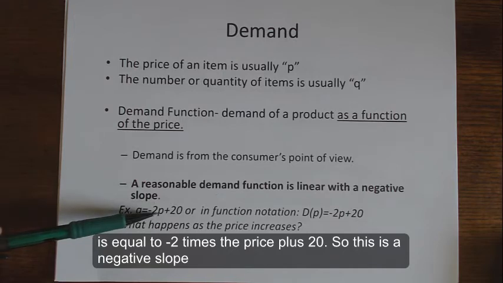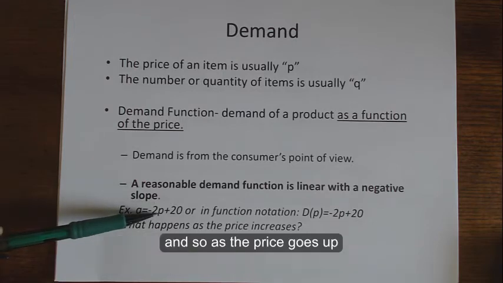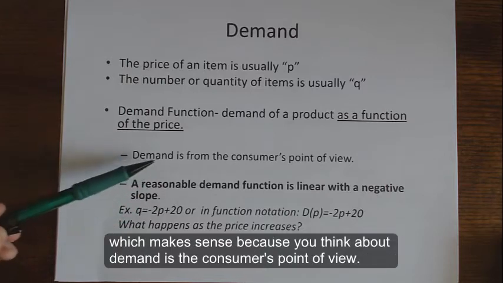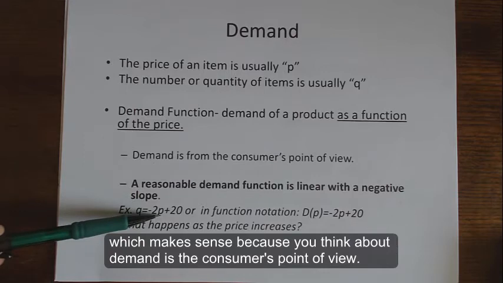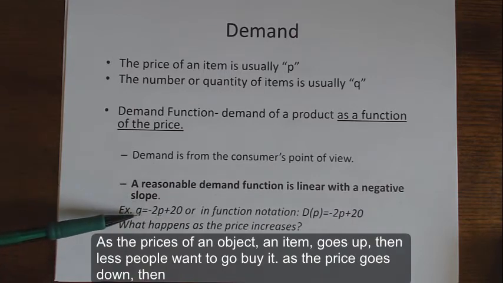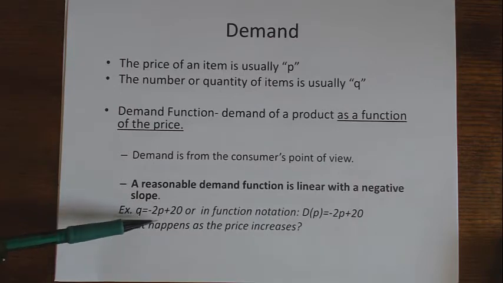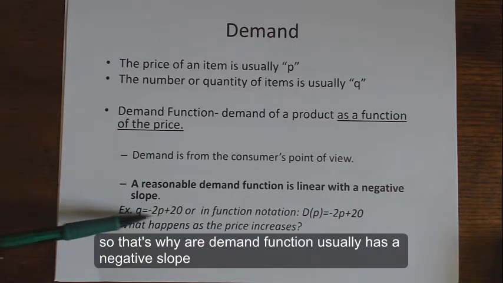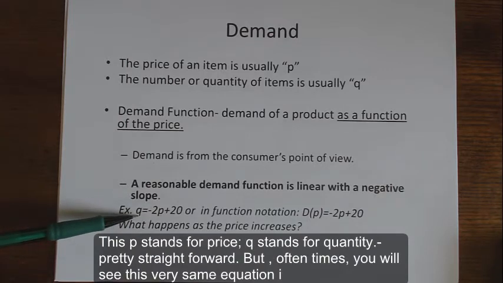And so as the price goes up, your number of items is going to go down, which makes sense because if you think about demand from the consumer's point of view, as the price of an item goes up, then less people want to go buy it. As the price goes down, then more people say, hey, I can afford this now, and they go buy it. So that's why your demand function usually has a negative slope. This P stands for price, this Q stands for quantity.